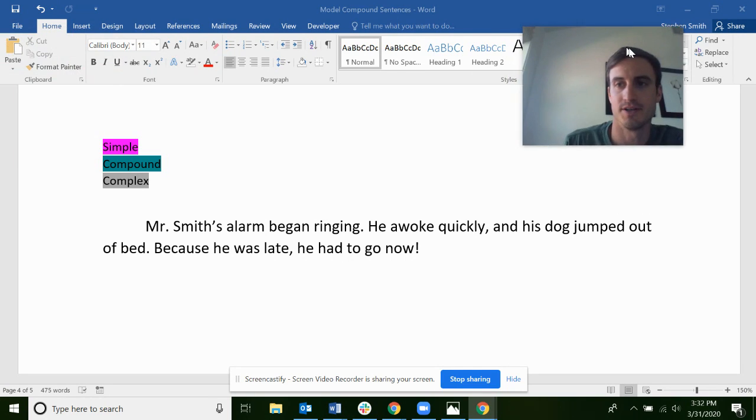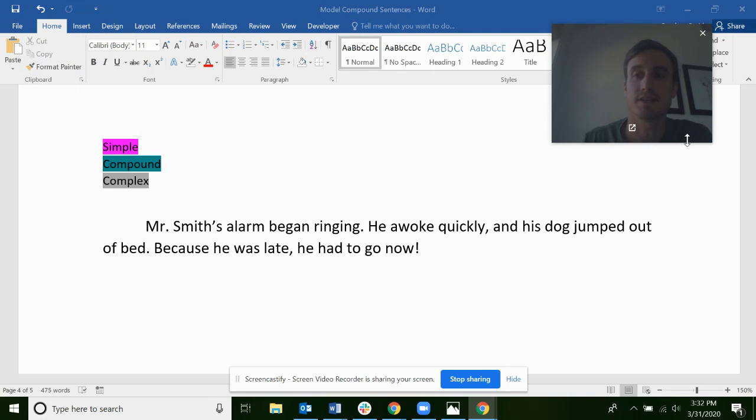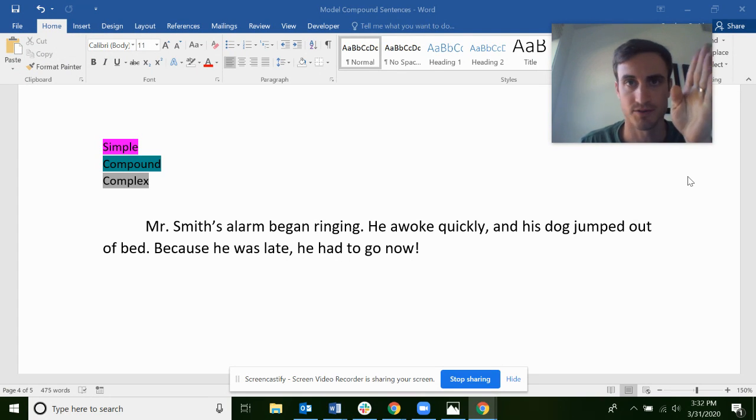Okay, so today we are talking about complex sentences. We've talked about simple, compound. Now we're going to talk about complex sentences. This is a review. You all know how to do this. I'm just going to remind you of some tips and pointers today. So let's look at these three sentences that I've written here.